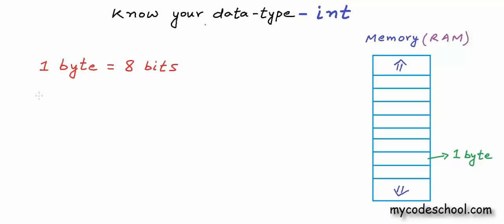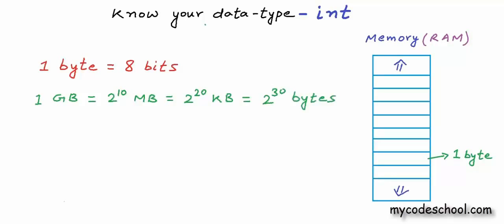If my machine has 1 gigabyte of memory, then 1 gigabyte is 2 to the power 10 megabytes, and 1 megabyte is 2 to the power 10 kilobytes. So 2 to the power 10 megabytes would be 2 to the power 20 kilobytes, and 1 kilobyte is 2 to the power 10 bytes. So 2 to the power 20 kilobytes would be 2 to the power 30 bytes. In this memory diagram, I'm showing less than 10 bytes. So you can say that I'm showing only a section of the memory, and that's why it's extending towards the bottom and top.